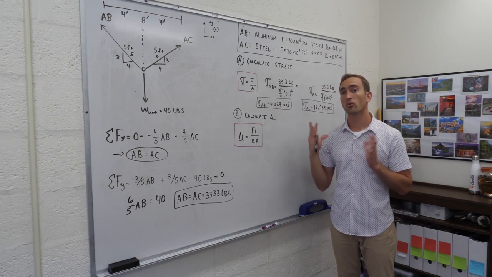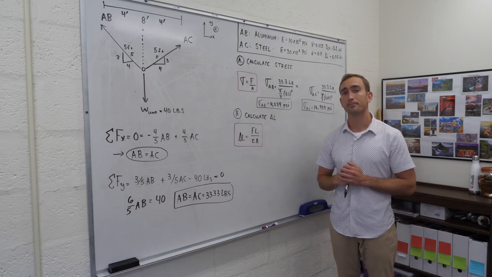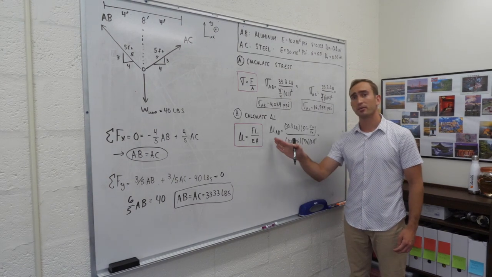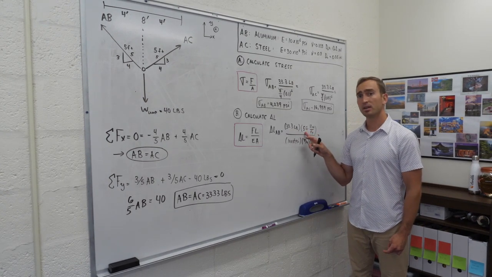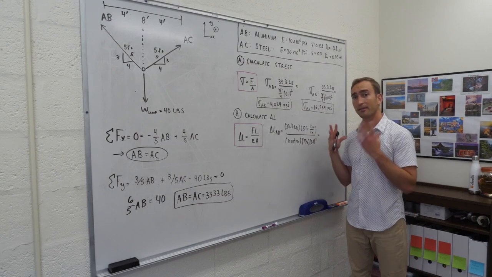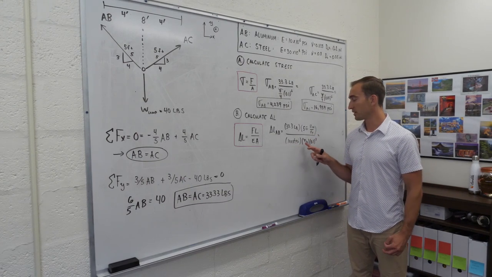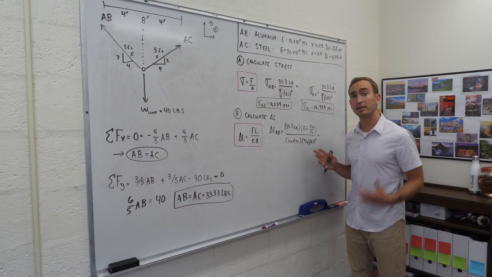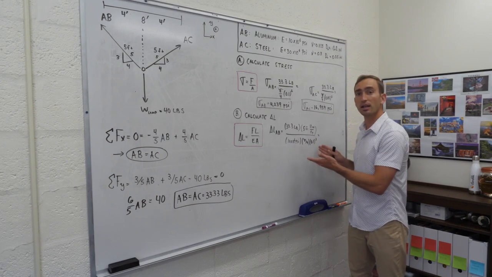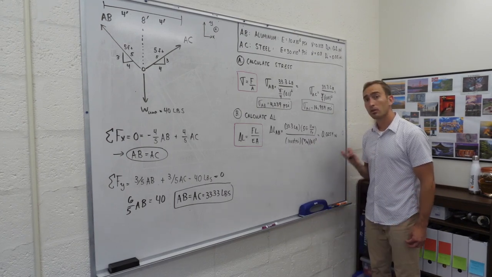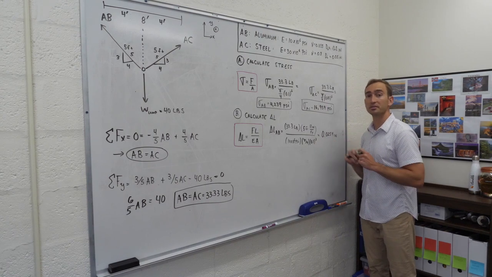So what I'll do now is write out the equations for both of these, AB and AC, and we'll see what we get. So I've written the equation out for a change in length AB. We've got 33.3 pounds times 5 feet times 12 inches per foot. That way we have everything in inches. Divided by 10 times 10 to the 6th psi times pi over 4 times 0.1, the diameter of that cable, squared. What we find is that the change in length of cable AB is 0.0254 inches.